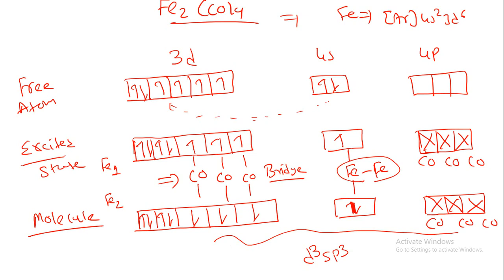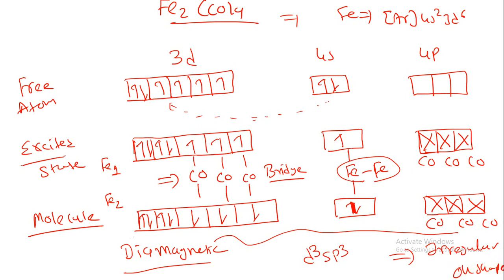By looking at this structure, we have seen that it does not have any unpaired electron, so I am putting down over here that it is diamagnetic in nature. Second, this d3sp3 orbital structure is something like d2sp3, but it is not totally d2sp3. So we do not have a regular octahedral shape. We can put over here an irregular octahedral shape.